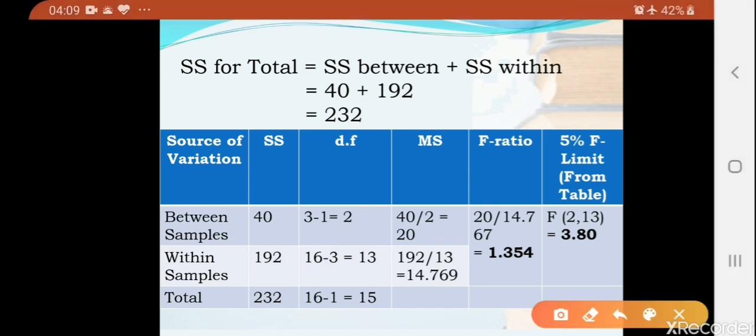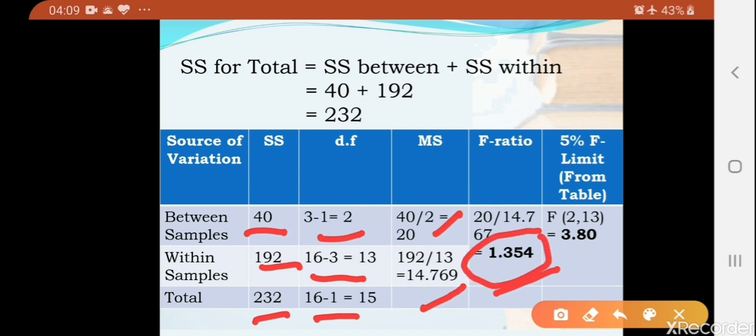So now we have calculated SS between, SS within, and SS total. Degrees of freedom between sample is total number of samples minus 1. So 3 minus 1, 2. Within the samples is total number of items in all the samples minus number of samples. So 16 minus 3. And this is total number of items in samples minus 1. So 15. So MS we can calculate as SS divided by degrees of freedom for both. Then the F ratio is MS between divided by MS within. It comes out to be 1.354.